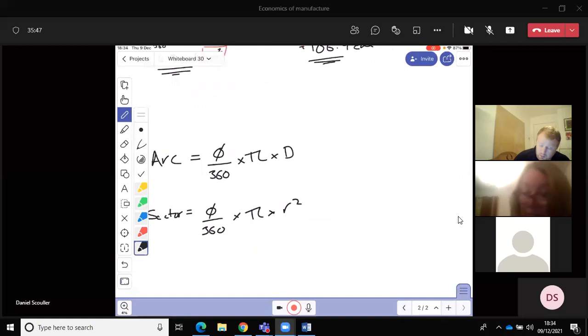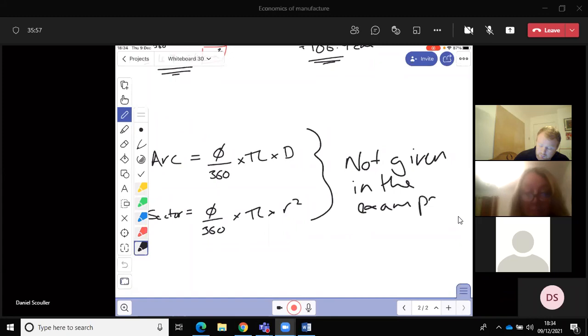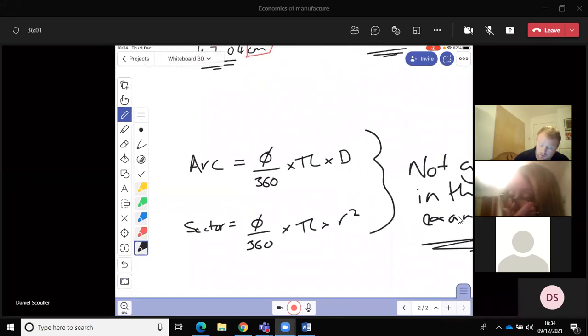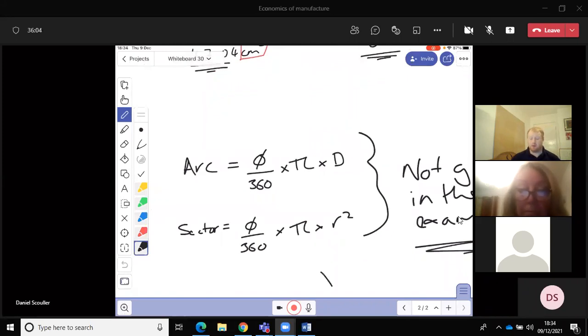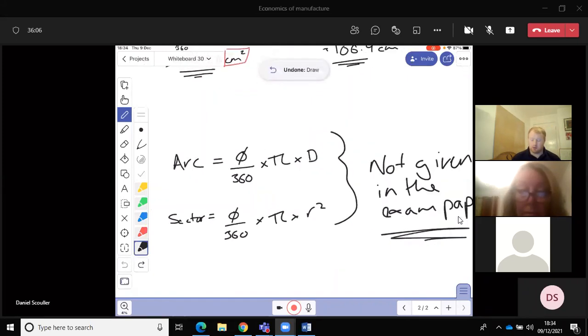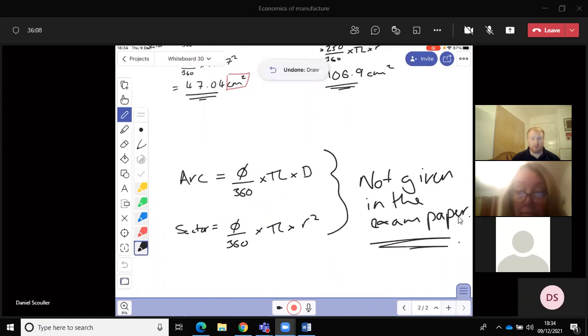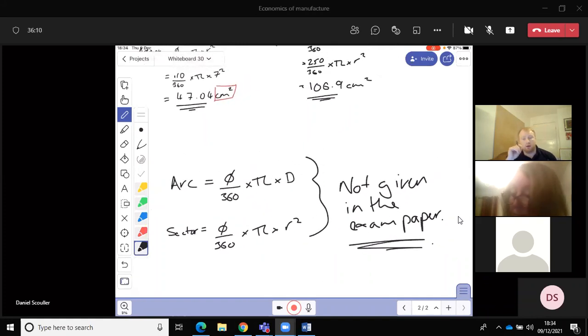Okay, the most important thing you take away tonight is these are not given in the exam paper. So you need to know them. Okay, these equations are not given in the exam paper. So you need to be aware of them. You need to really know how to use them.